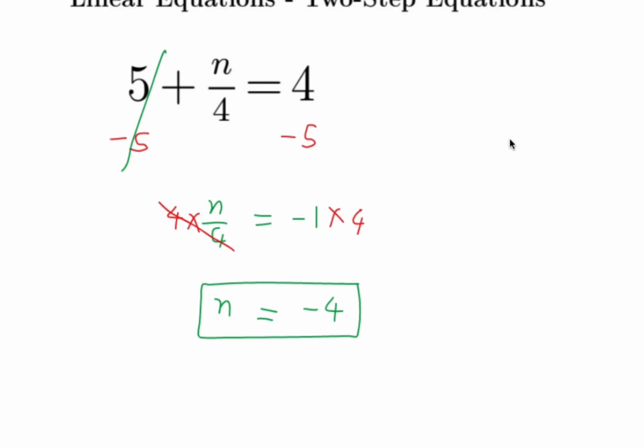Can we check? N value, okay, here we can write n value minus 4 upon 4. We can check whether we get 4 or not. So 5 minus 4 upon 4, we get minus 1. So 5 minus 1 is 4. So yes, we got 4. It means this answer is correct.